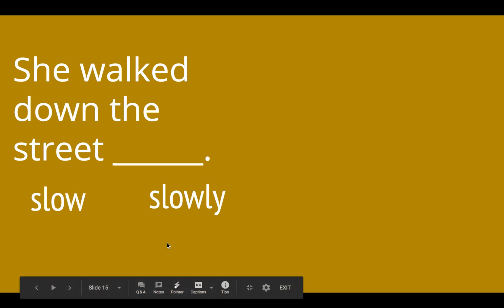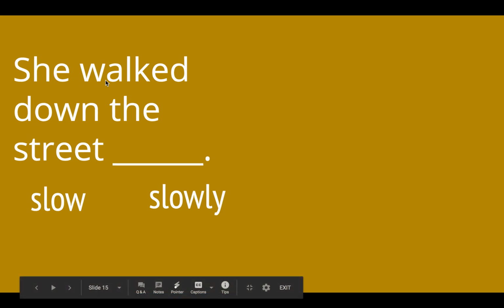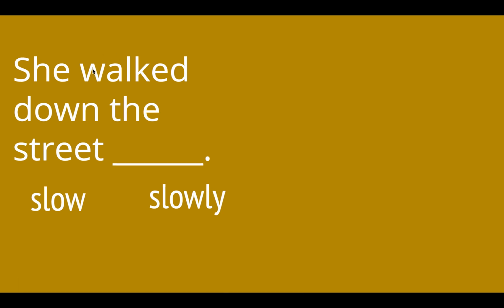Well, it's not going to modify street because the street isn't going to move slow, right? The word down isn't anything. She is the noun, but walked, we're describing how she walked. Okay, and walked is a verb. Good. So what do we say an adverb? Our adverb is going to end in ly. Good. So therefore, the correct term that goes in is slowly. Good. She walked down the street slowly.